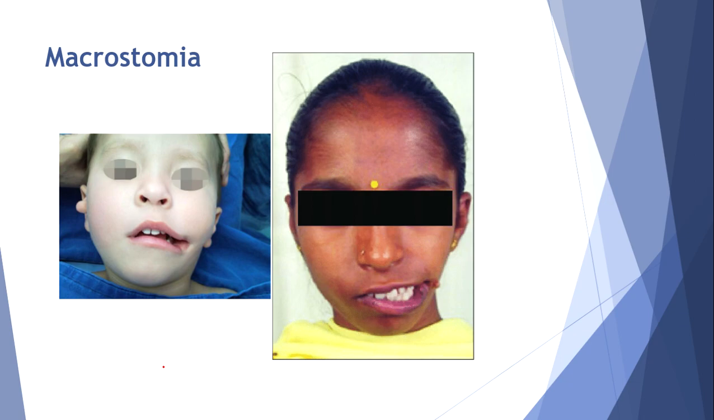So here we see macrostomia with a defect on the left side. It's not always the left side, it can be on the right side. Here are pictures with macrostomia where we can see the really large mandible, but this defect occurs very rarely.